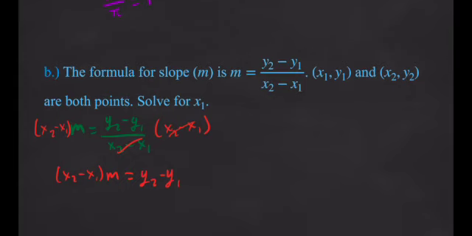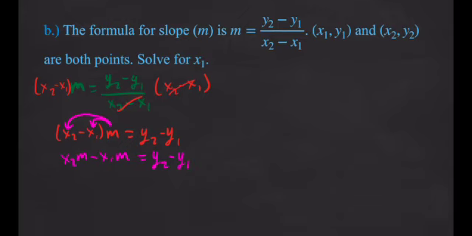Okay, we have parentheses. We're trying to get x1 to be alone. It's stuck in those parentheses, so let's undo those parentheses. We're going to distribute. So this would be x2m minus x1m equals y2 minus y1. Our goal is still to get that x1 alone. x1 is not just by itself. It has m, and it also has an x2m as well on that side.